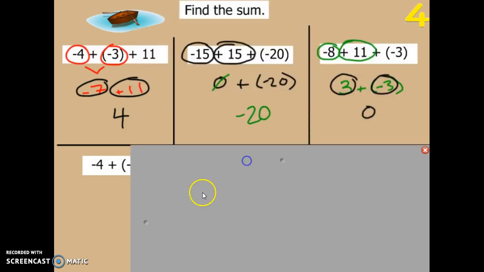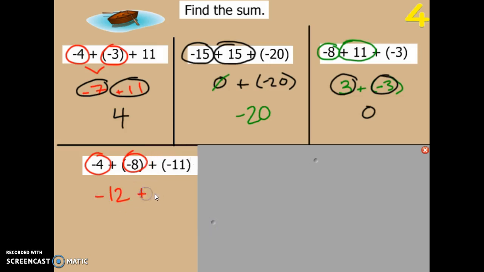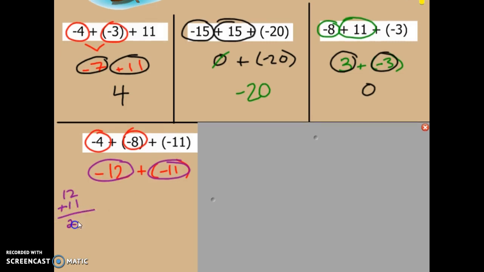Alright, moving along down below here, we have a negative 4 plus a negative 8, same sign, add and keep. 8 plus 4 is going to give us 12, and they're all negatives, keep the negative sign. And then plus a negative 11, same sign, add and keep. So if you need to, 12 plus 11 is going to give us 23, and they're all negatives.